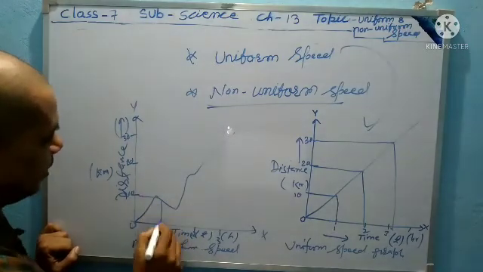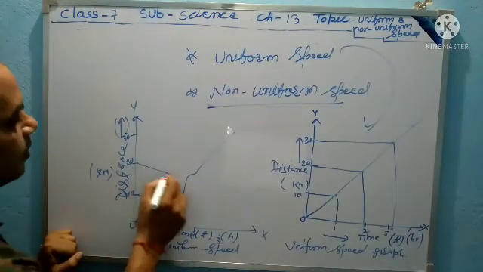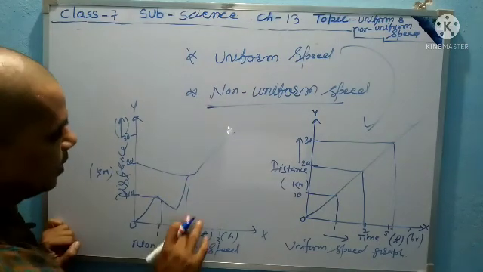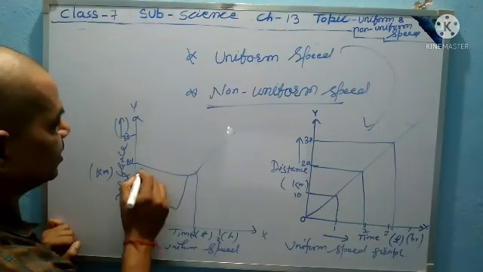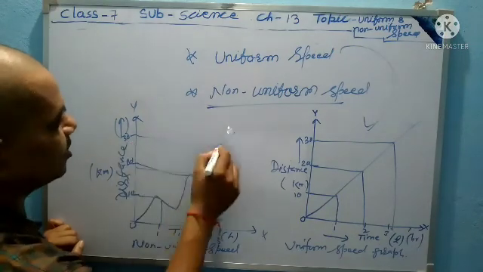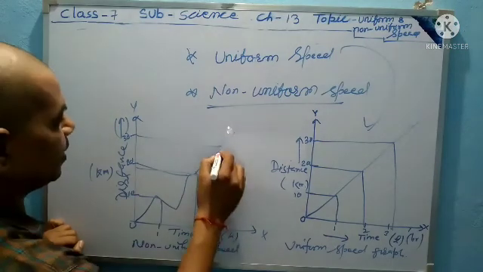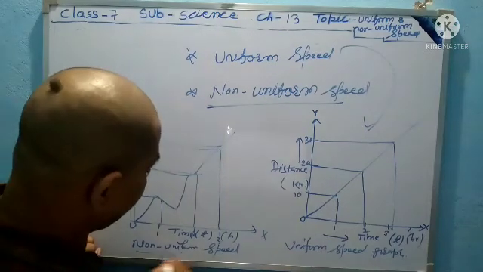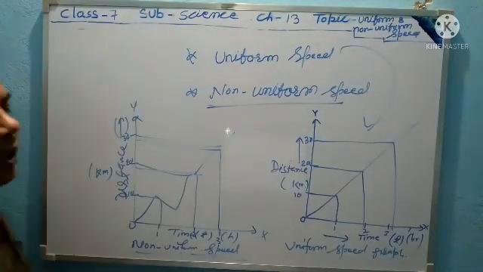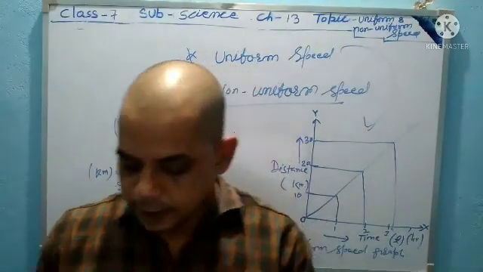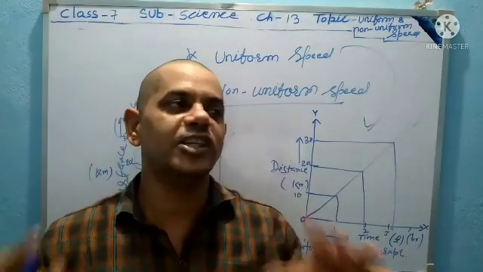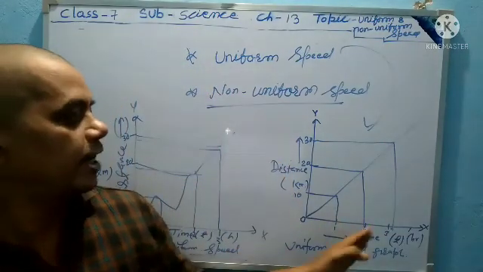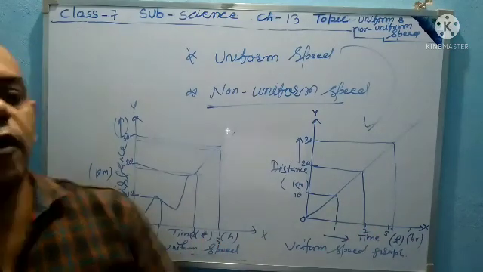So 10 kilometers in 1 hour, another 20 kilometers in 2 hours, then 18 kilometers, and in 3 hours, 9 kilometers. So that is non-uniform speed, meaning an irregular distance is traveled in equal time intervals. Two graphs are plotted, the uniform speed graph and the non-uniform speed graph.